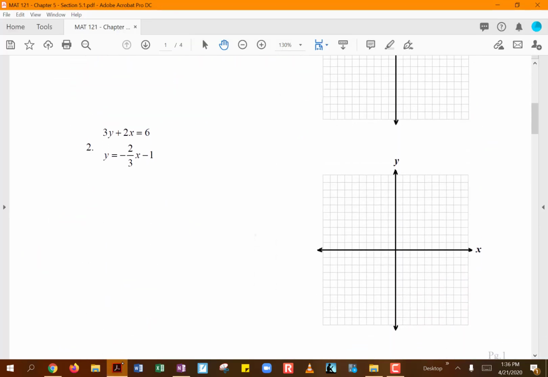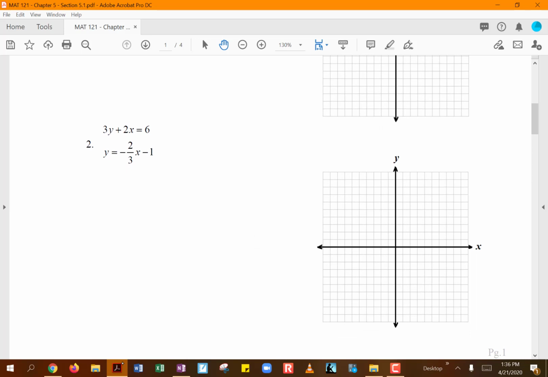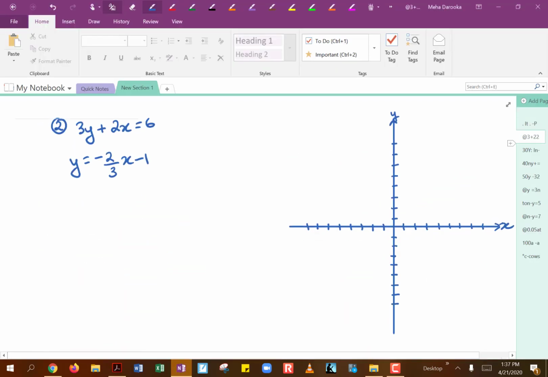Now we have a second example over here. 3y plus 2x equals 6, y equals negative 2/3 x minus 1. So again, you can rewrite the first equation in y equals mx plus b form, or you can always find a table and find x and y coordinates to find a couple points for that line, and you can graph that also. So let's go ahead and take a look at example 2 over here.